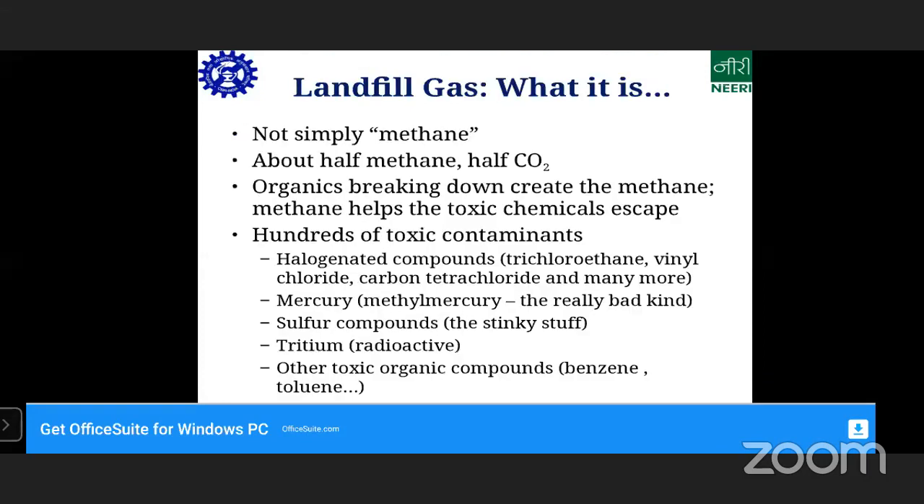Let us see what this landfill gas is. As I said, it is not only methane, it is CO2 and methane. Other trace gases are also present, which are toxic contaminants, for example halogenated components like trichloroethane and vinyl chloride. Then you have sulfur components, majorly H2S, which is a corrosive gas. That is why before sending it into a genset, they try to remove it. They scrub the H2S and only then send it to the genset.